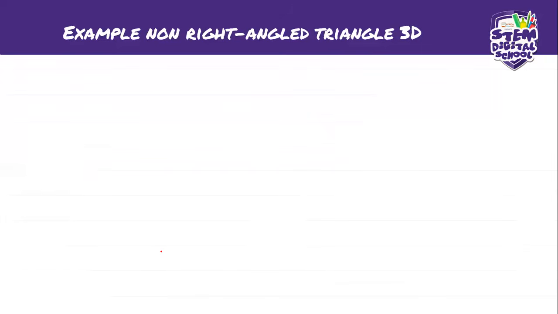Now, we still have an example, but we have an example for a non-right angle triangle in 3D. Remember, in the previous problems, we've been dealing with what? With 2D only. We calculated the sides or the angle using the sine rule. We also calculated the side and the angle using the cosine rule. We also calculated what? The area.